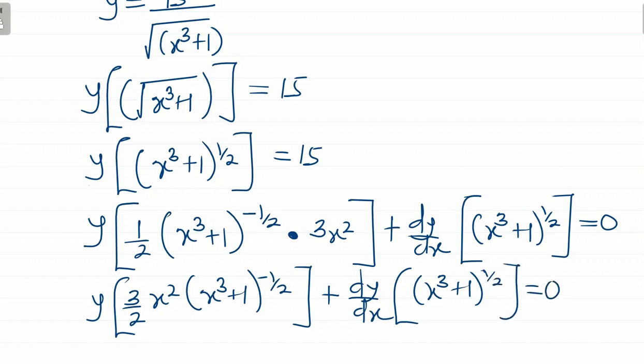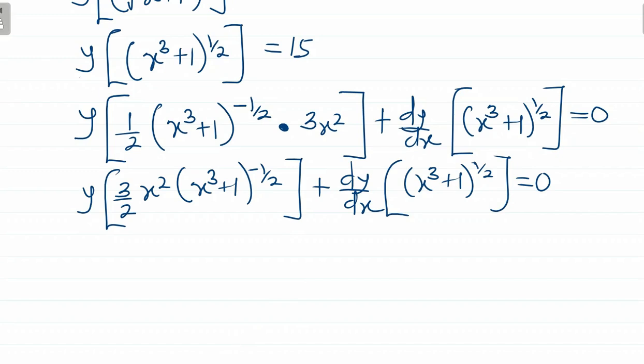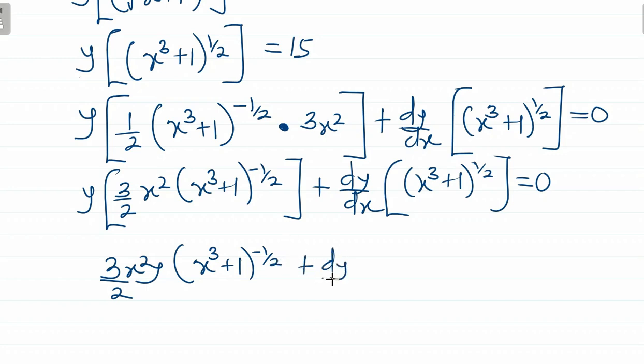At this point, we continue by simplifying it this way. We can see that y will multiply everything in the bracket, so that gives us 3x squared y on 2 being multiplied by x cubed plus 1, all exponents of negative half, and then we continue by writing plus dy/dx being multiplied by x cubed plus 1, all exponents of half, which is equal to 0.